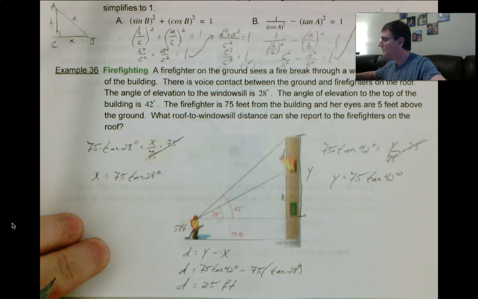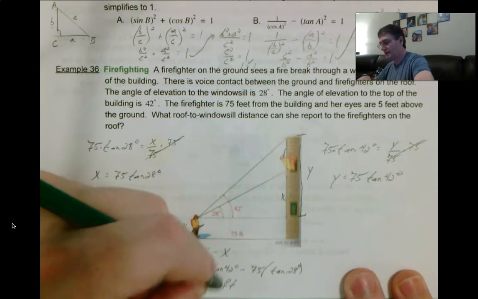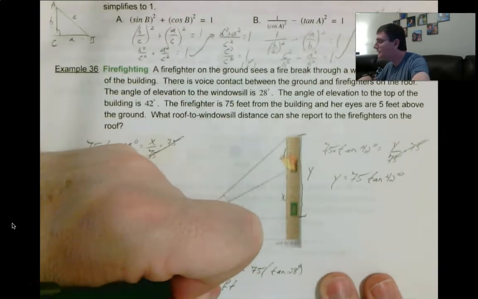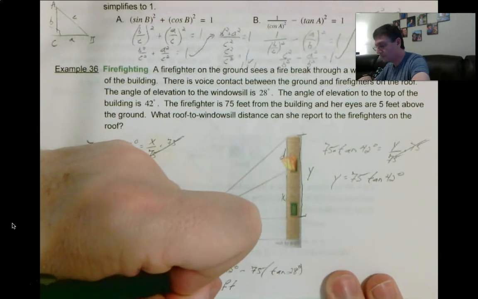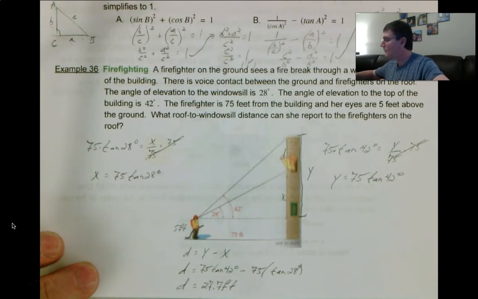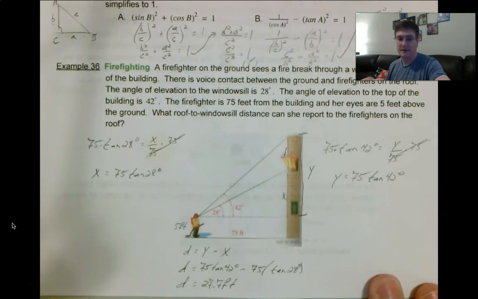42 tangent minus 28 tangent times 35. Sorry, typo. It's about 27.7 feet. Times 42 tangent minus times 27.7 feet. Okay.